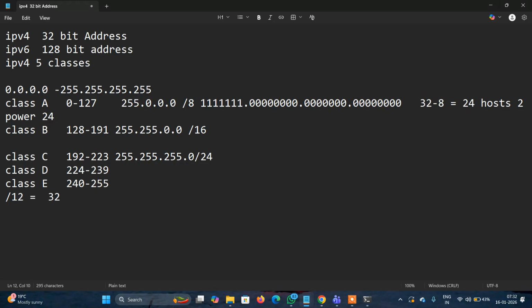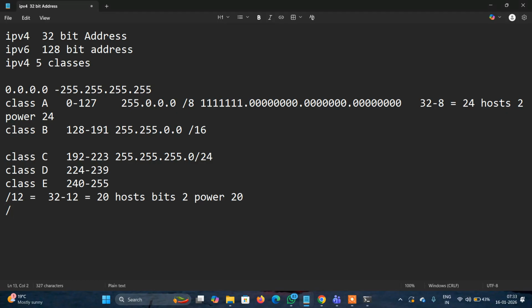And how many network bits? What does /12 mean? /12 means 12 network bits. So how many host bits are there? Not 30. 32 minus 12 is 20. So 20 host bits. That means how many IP addresses are there? It is 2 power 20. Do you understand this one?